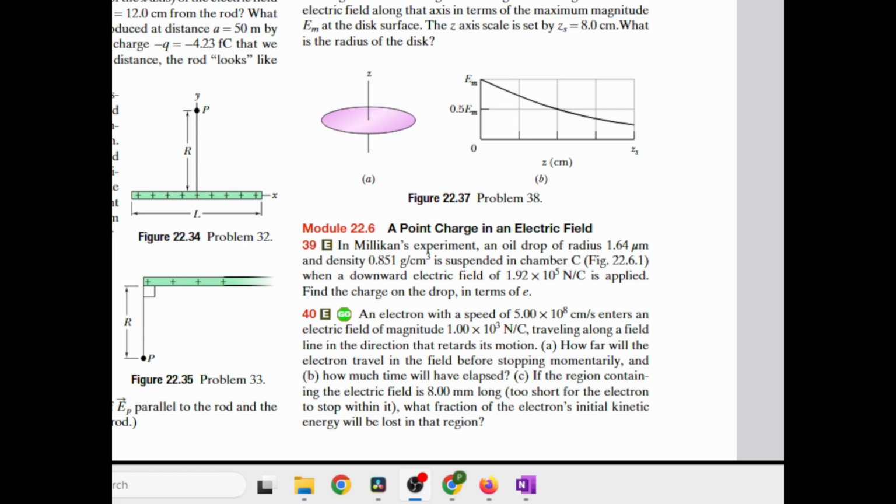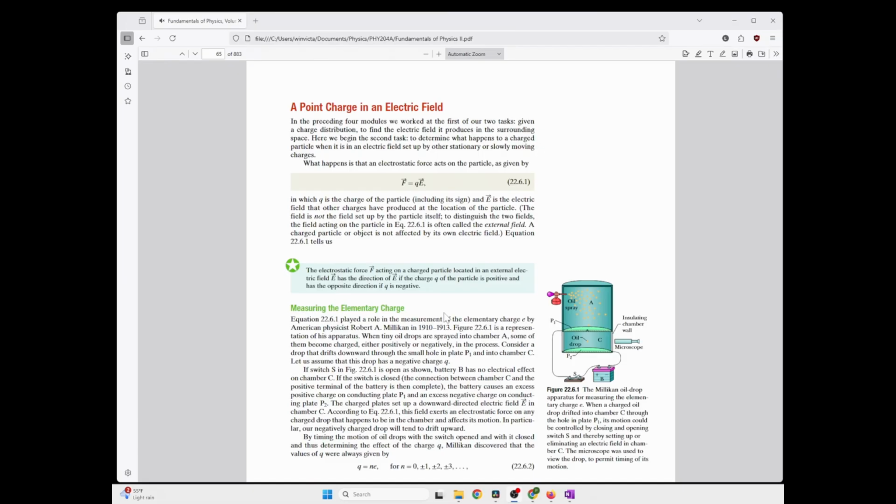Welcome to the video. In this video, we are going to look at problem number 39 of chapter 22. In this problem, they want us to look at figure 22.6.1, which can be found on page 681. Before we look into this diagram, let's first look at the subtitle and the equation that follows it.